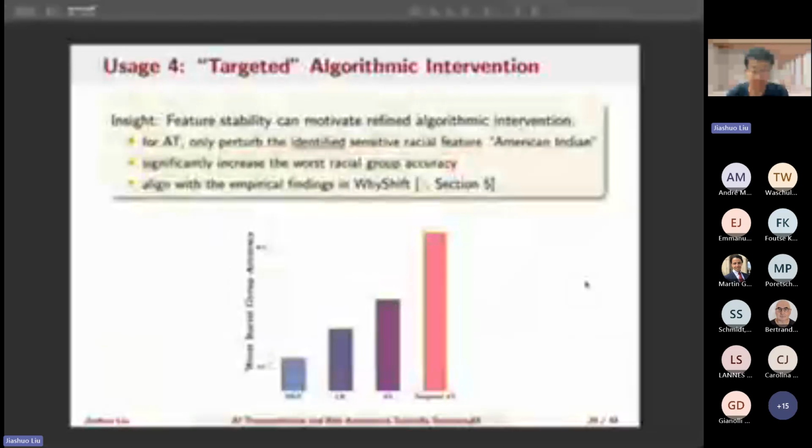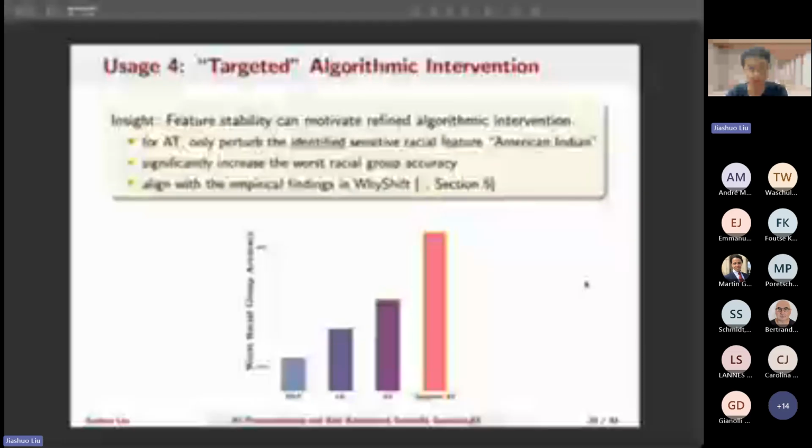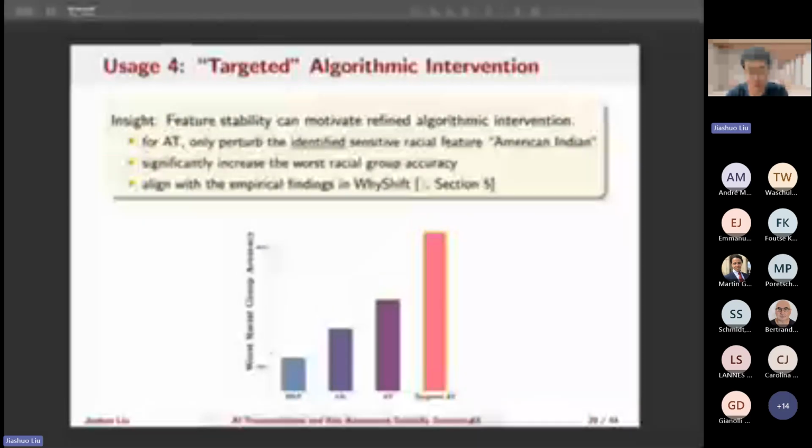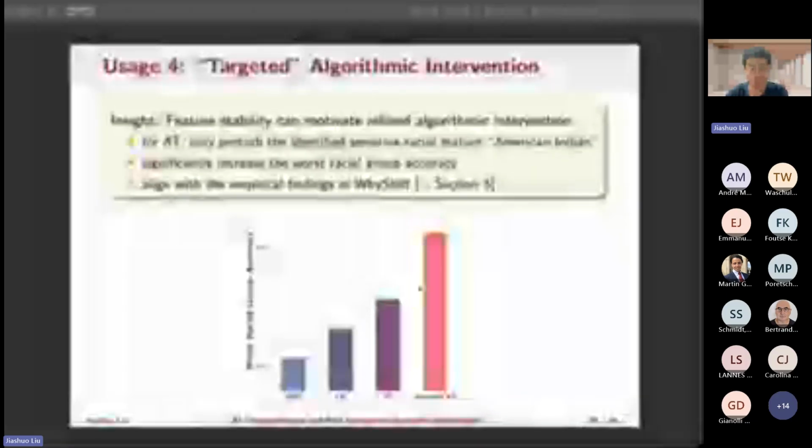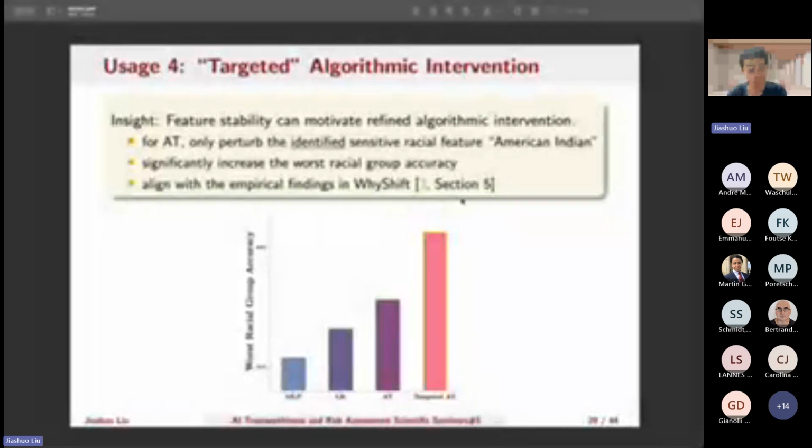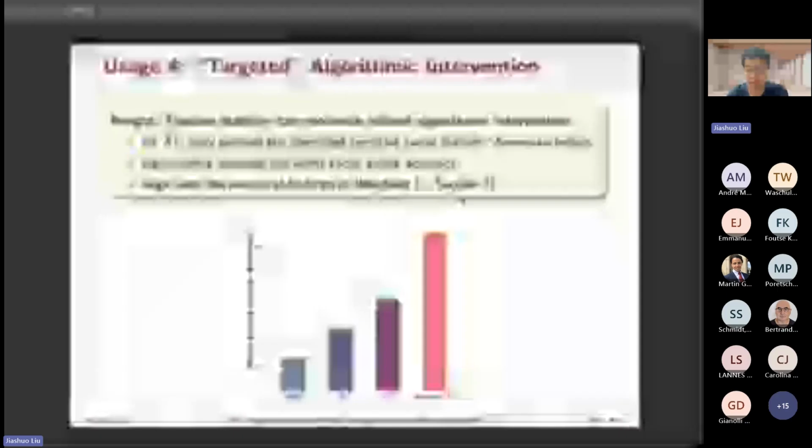And also based on this result, we find that feature stability can motivate a better and more efficient algorithm intervention. For example, for adversarial training, we do not have to perturb all the features. We can only perturb this identified sensitive racial feature, American Indian. After doing this, we find that it significantly increased the worst racial group accuracy compared with previous MLP models and the logistic regression model. It also outperforms the original adversarial training method. This finding aligns with the empirical findings in our previous paper, which you can refer to for more details.